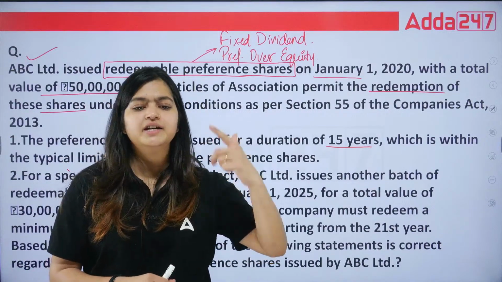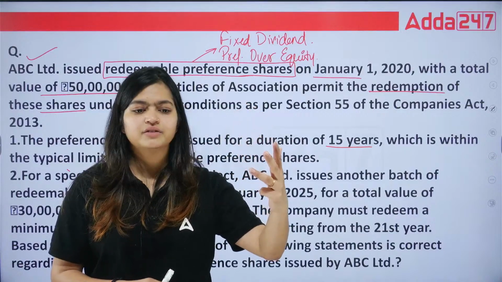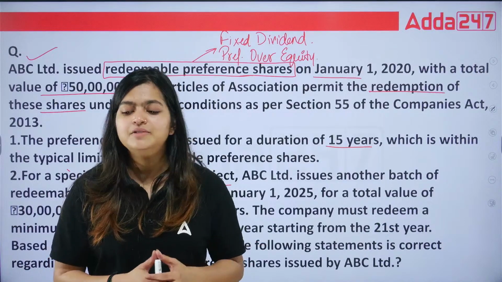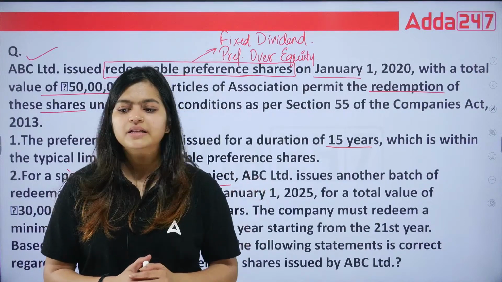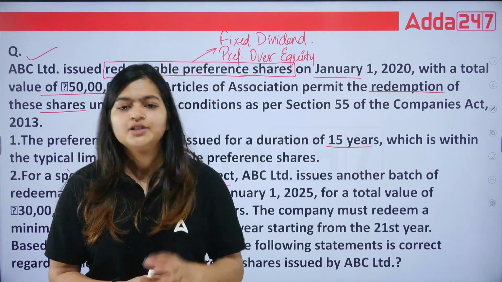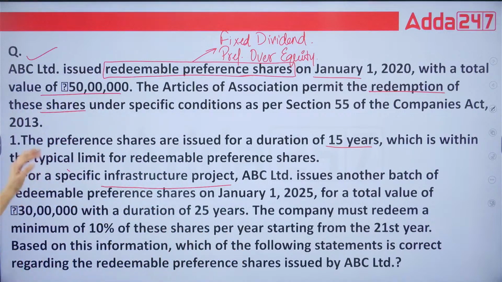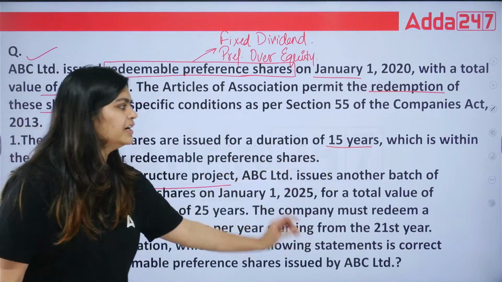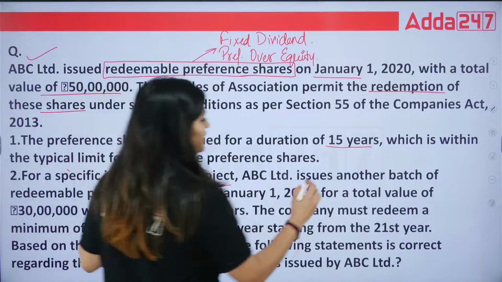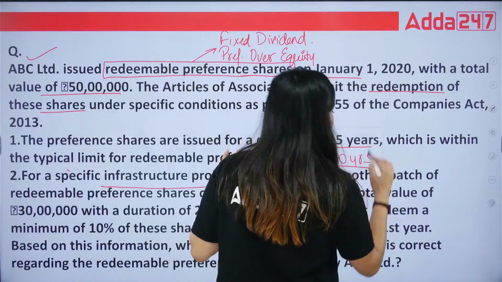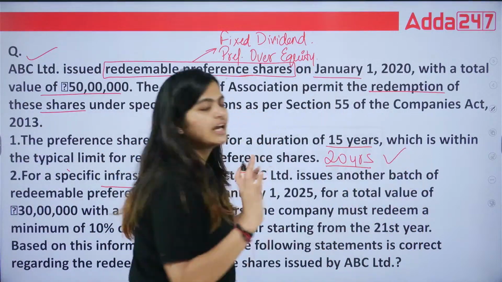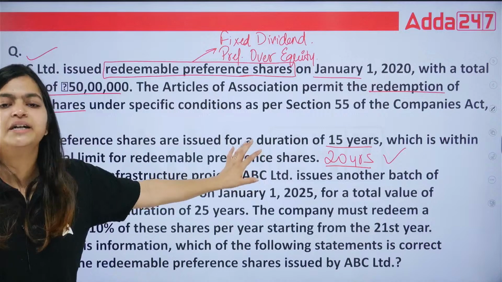10 years, 15 years, 20 years, 25 years. Generally, what is the maximum time limit of any preference shares? That is your 20 years. So as per your first option, they are saying the preference shares are issued for a duration of 15 years, which is within the typical limit for redeemable preference shares. Your typical limit is 20 years. Means you can issue this type of shares, correct? Means ABC issued the correct type of preference shares and that is allowed as per the Companies Act also.